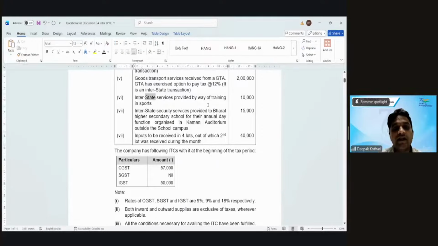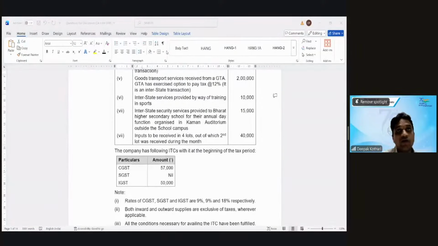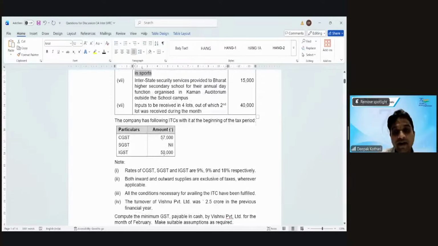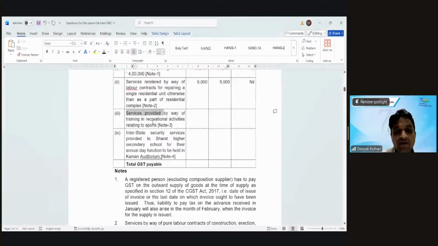GTA is covered. Then interstate services provided by way of training in sports. Is this outward supply or inward supply? That's the main confusion; from this we get to know that we have to learn how to distinguish what is outward supply and what is inward supply. Navneet is saying this is outward. Yes, Somesh also is saying this is outward because these are services provided. So when I provide services of sports, is it taxable or exempt?